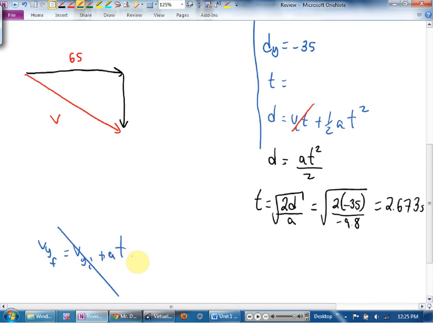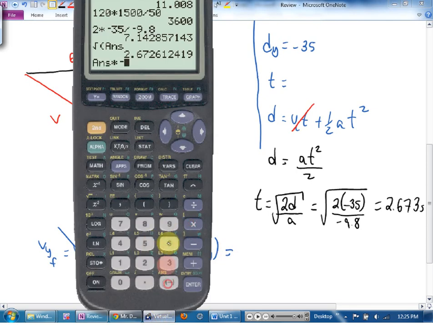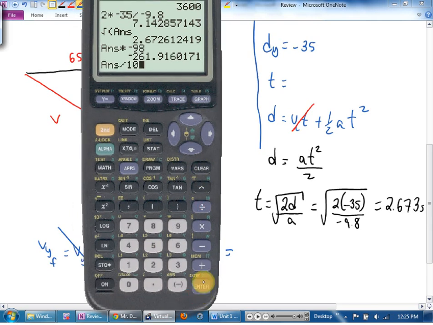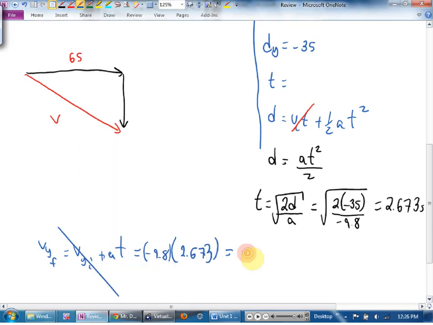Negative 9.8 times 2.673. So this number times negative 9.8. Negative 9.8, Mr. Dueck, not times 98. You get 26.196. So, negative 26.2. So right here, I can put a 26.2. I can ditch the negative now because the arrow says it's pointing down.